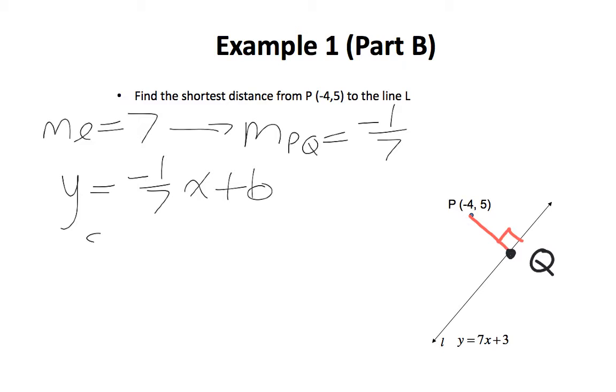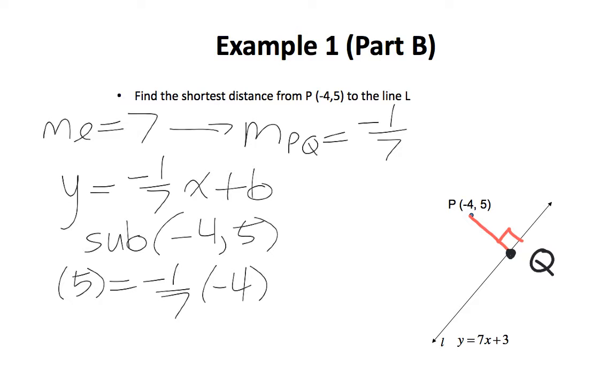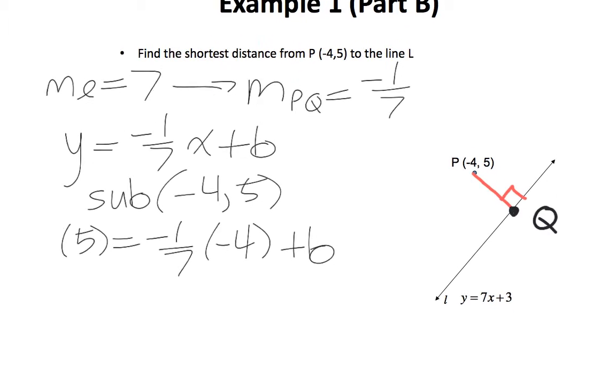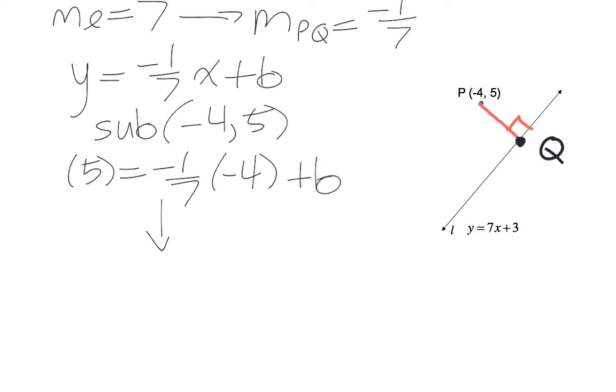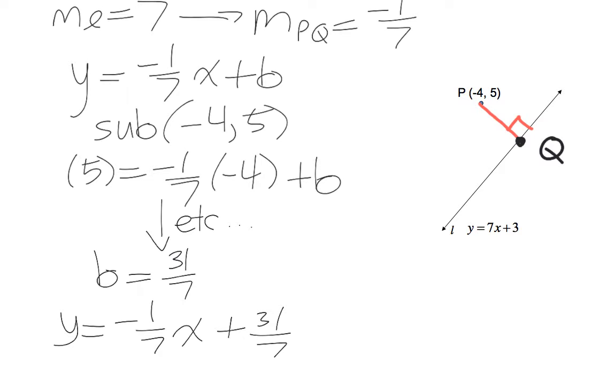To figure out the y-intercept, we need to sub any point on the line. And I'm going to sub point P, which is negative 4, 5. Therefore, instead of writing y, I'm going to put positive 5 in brackets. And instead of writing x, I'm going to put negative 4 in brackets. You can do the calculations on your own, and you should get a b value of 31 over 7. Since we know the slope and y-intercept of this line, we know the equation of the line, and it is going to be negative 1 over 7x plus 31 over 7.